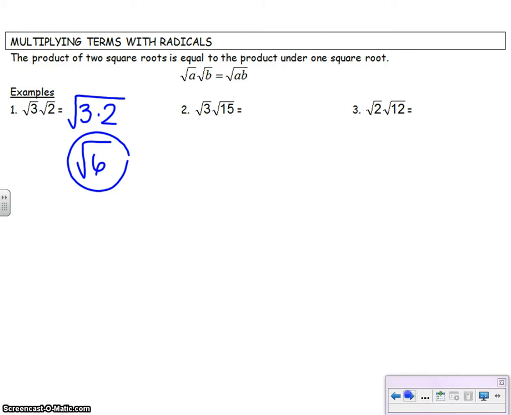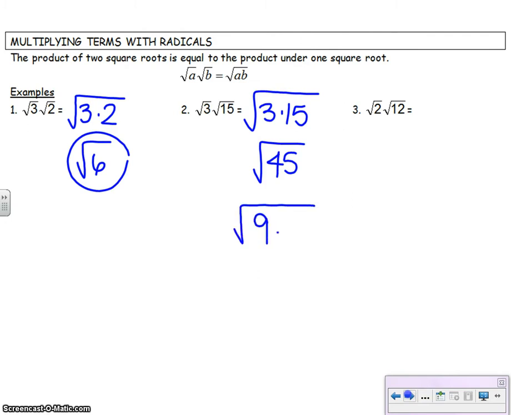Square root of 3 times the square root of 15, that's the same thing as putting 3 and 15 underneath one radical. So that's going to be the square root of 45. We're thinking what goes into 45, and 9 does. So we're now going to simplify this like we were doing on the front page. So 9 times 5, and then we'll break that into the square root of 9, which is 3, times the square root of 5, and there's our simplified answer.